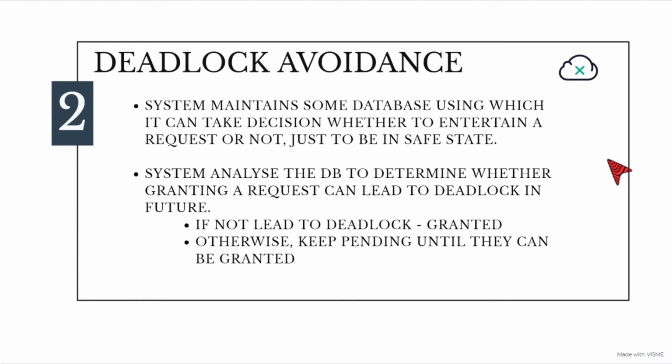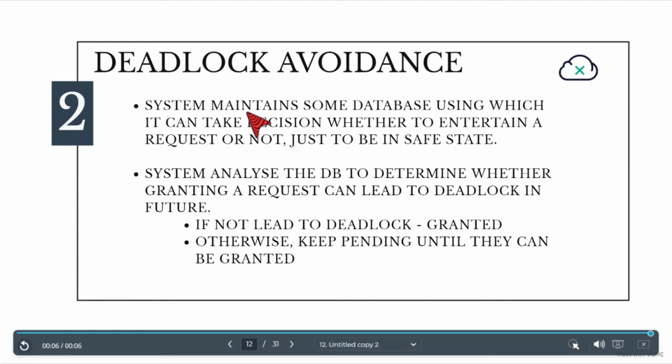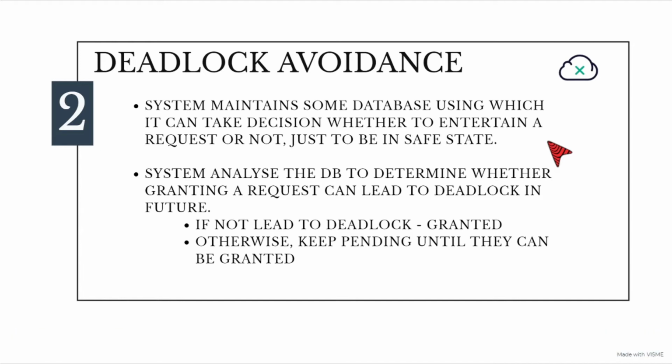So in deadlock avoidance, I need to avoid the deadlock before the deadlock occurs. In this case, the system maintains some database using which it can decide whether to entertain a request or not, just to be in a safe state. That is, the system should maintain the database of information, like the information that guests are going to come on Sunday, and then I have to decide based on the need to be in a safe state.